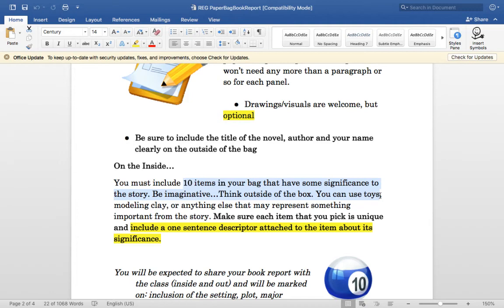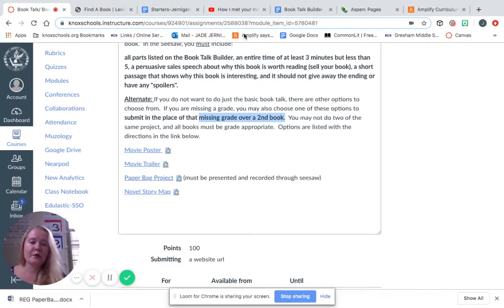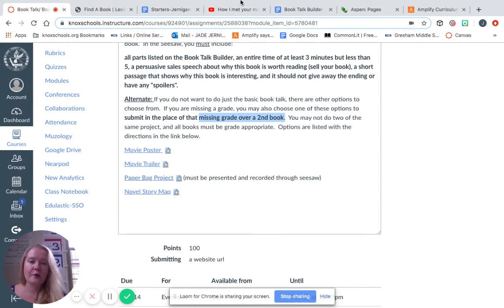So for example, if I were doing Touching Spirit Bear, I might have a bear claw. I might have some white fur that I would pull out. If I were doing The Giver, I might have an empty fake syringe that I would pull out. Things that would really resonate with the reader about your novel that you have been reading.